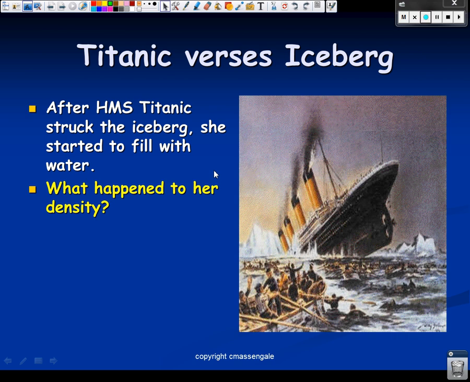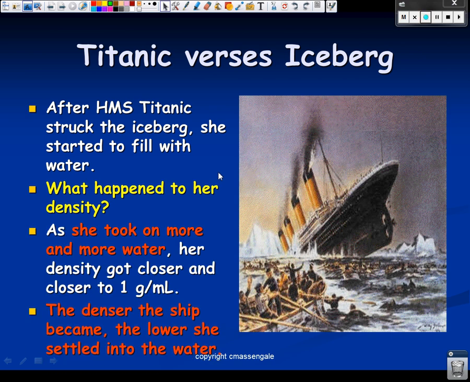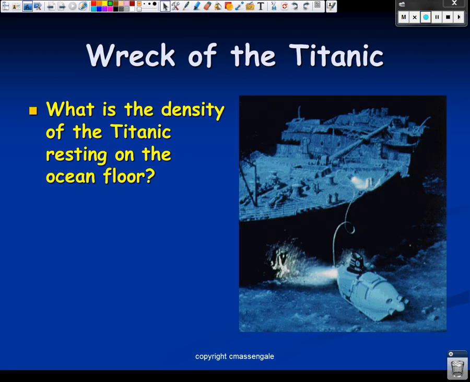So after it filled with water, what began to happen to its density? It went greater, right? It started getting closer and closer to 1, and then once it took on enough and it exceeded 1, what happened to the ship? It sank. And so now sitting on the ocean floor, what would have to be its density? More than 1. We don't know what it is, but at least it's more than 1.